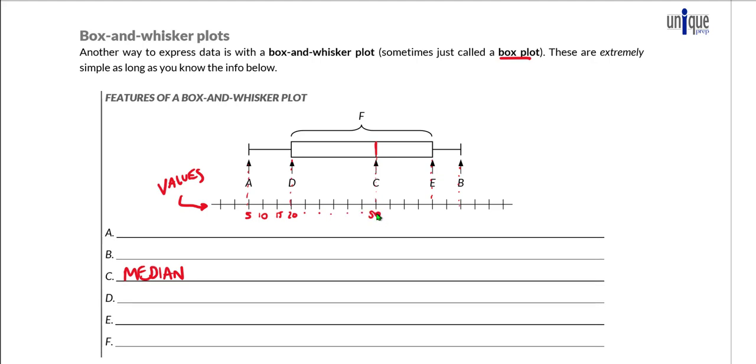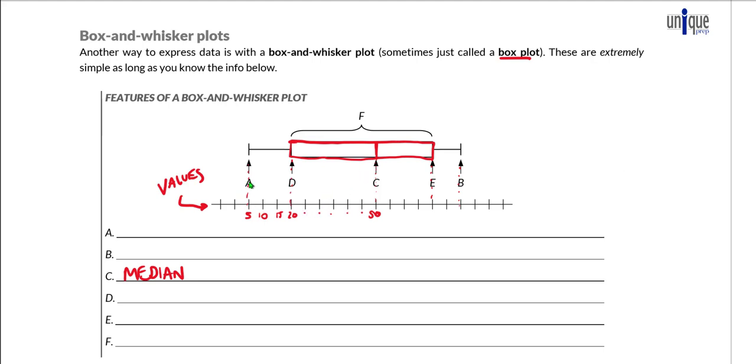In the example I'm giving here, our median would be 50 because that little vertical segment at point C corresponds to a data value of 50. That is the median of the set. The little segment that is within the box, this is the box here, the middle segment, the segment that is inside that box, that is your median. That is always your median.